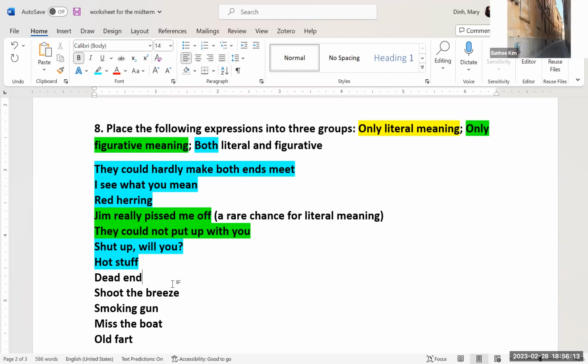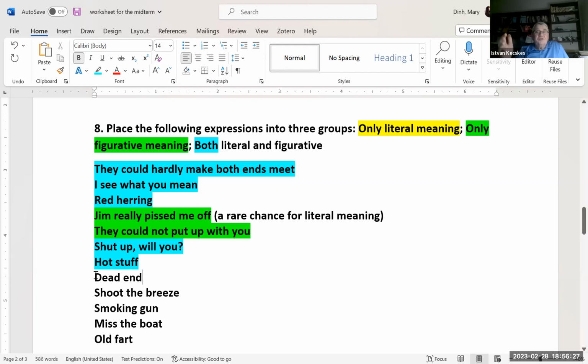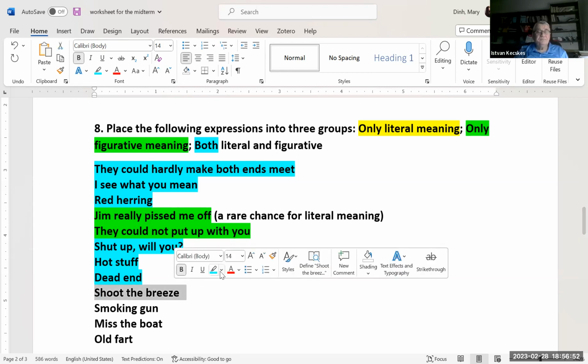Okay. Shoot the breeze. Yeah. Yeah. What? So both figurative or just figurative? Am I still talking? Isn't shoot the breeze just, I'm asking the group, you know, so whoever. Oh, yeah. Yingru, what do you think? I chose two, only figurative meaning. Figurative, only figurative, yes.